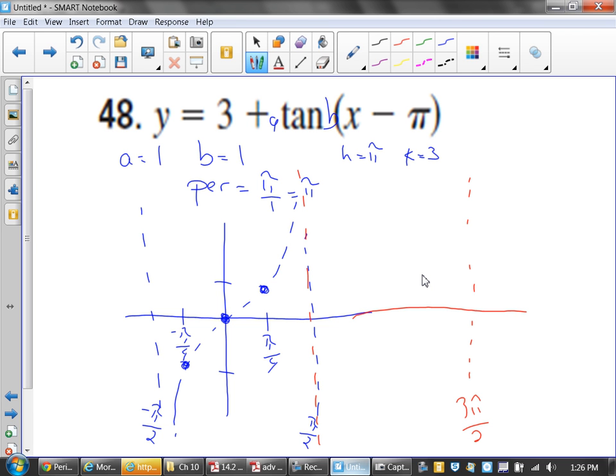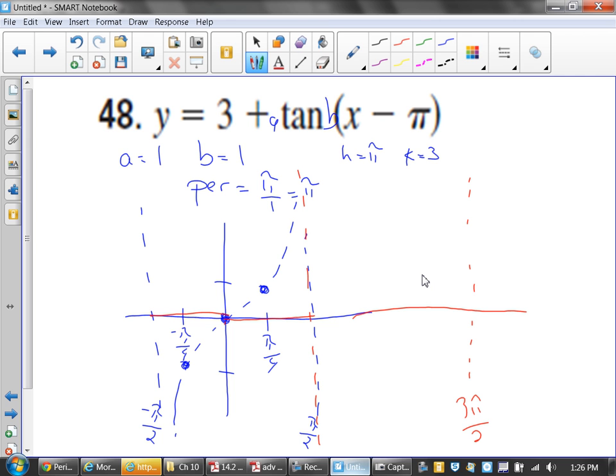The negative ones? No, like how does the asymptote... yeah, the asymptote. Our period is at pi, right, and our original tangent graph always goes through the origin. So if it's going to be here, half of the graph is on one side, half of the graph is on the other.